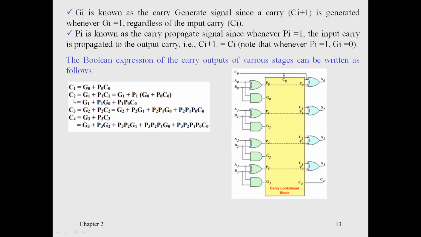We have only taken here C1 to C4. C1 is equal to G0 plus P0 C0. C2 is equal to G1 plus P1 C1. This is how it is calculated simultaneously. Now we just put the C1 expression over here, and finally we get this one. At the next stage, it is taking care of all the previous carries, and in the final stage for C4, it is taking care of all the previous carries. Therefore it is very quick, and all the carries are calculated at once.